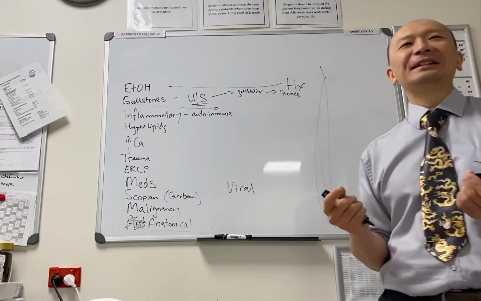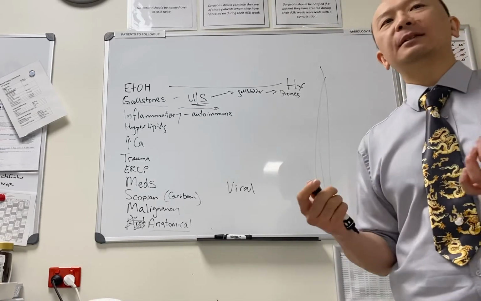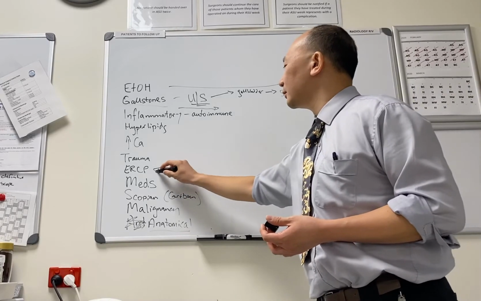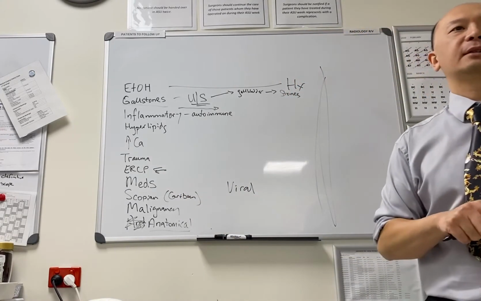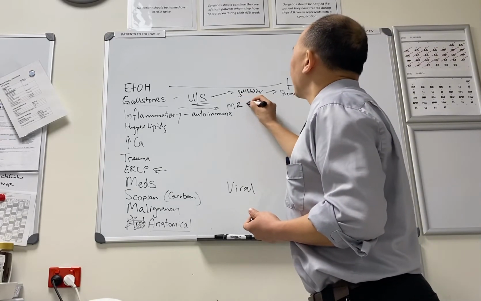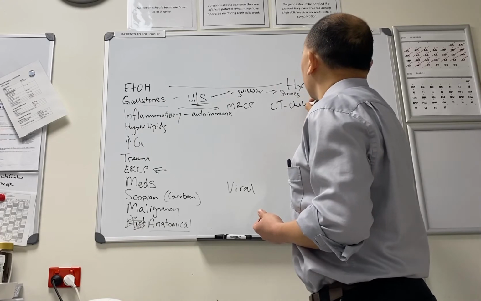Do you need an ERCP? Yeah, so 20 years ago we would have done an ERCP, but we don't do that now. Why don't we do an ERCP? Because we don't want to make the pancreatitis worse. So we do an MRCP these days. And if their bilirubin is not up, you can do a CT cholangiogram as well as an option.